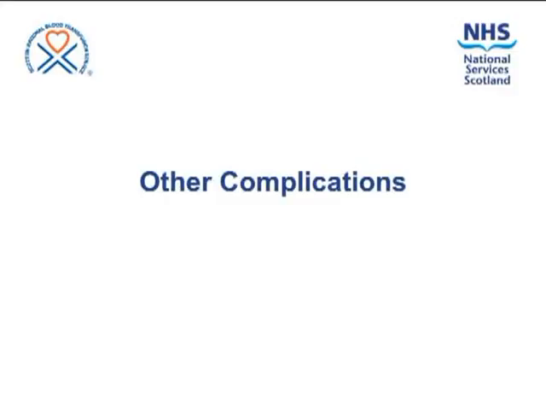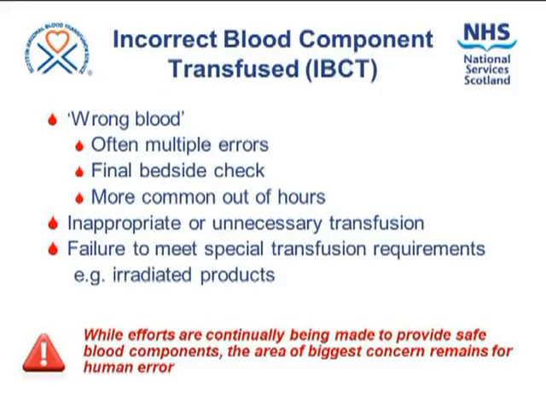So other complications, as we've already mentioned, human error is by far and away the biggest risk associated with transfusion. Incorrect blood components transfused can include wrong blood, and this often involves multiple errors. If an error is made at one step in the process, it's often not picked up. And so the final bedside check as nursing staff go to administer the blood is the most crucial point to make sure that you're giving the correct unit to the correct patient.